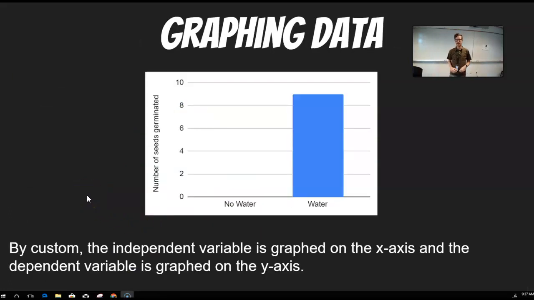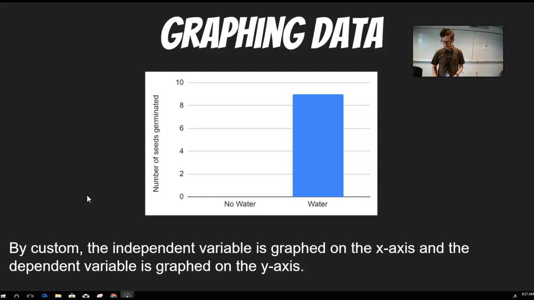Okay, and then graphing data. So when we have independent and dependent variables, we graph them in a certain way, and this is by custom. In other words, this is just what scientists have agreed to do so that we can all see things the same way really quickly. And there's not really any for sure reason why we have to do it this way. We just do it this way so that we can look quickly.